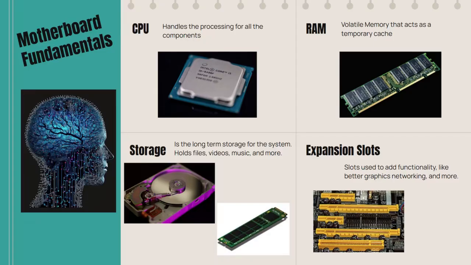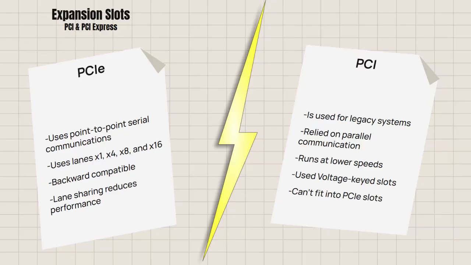Modern systems use PCI Express, or PCIe. PCIe uses point-to-point serial communication with lanes. You have 1x, 4x, 8x, and 16x. PCIe is backwards compatible, but lane sharing can reduce performance. Legacy systems use PCI, which relied on parallel communication and typically ran at a lower speed and used voltage-keyed slots. PCI cards cannot fit in the PCIe slots.